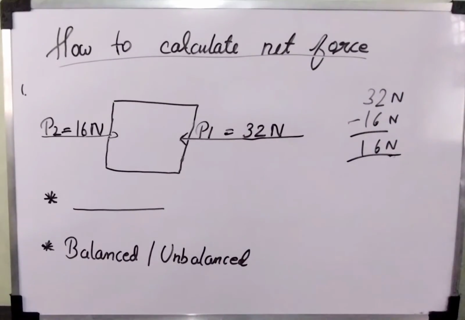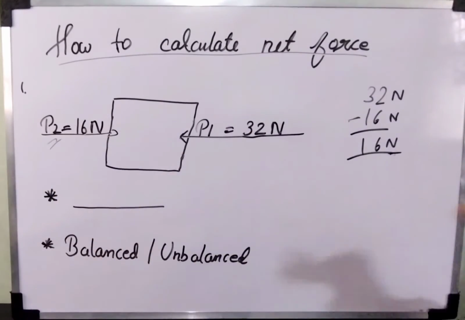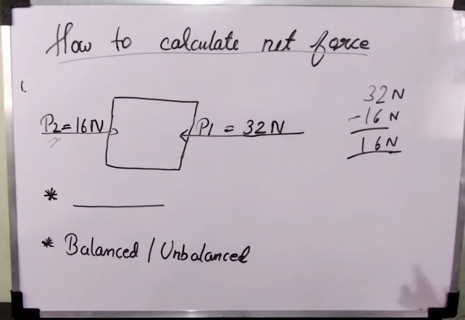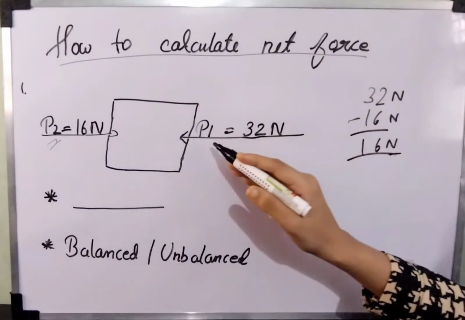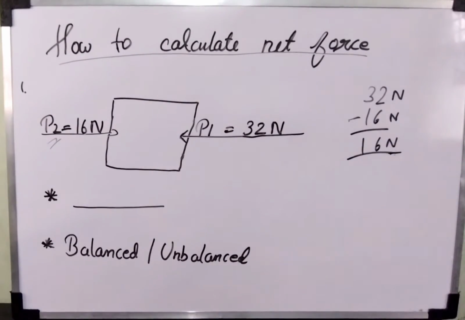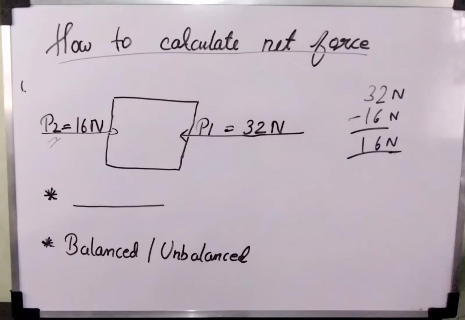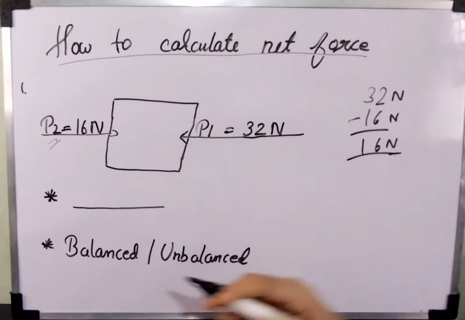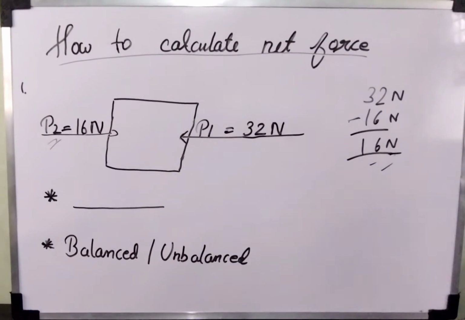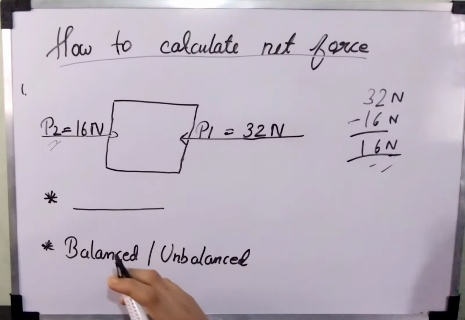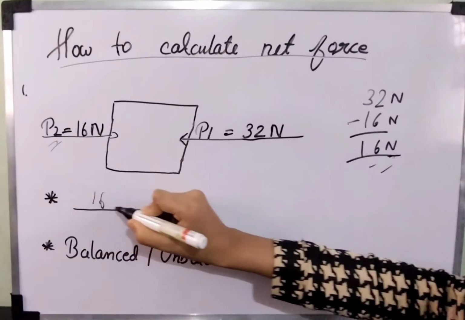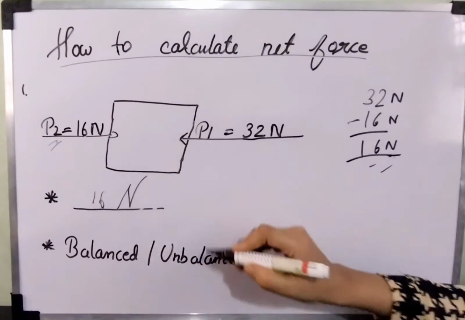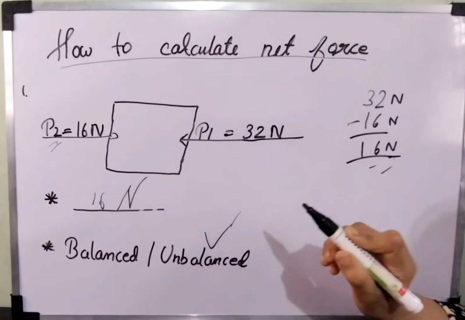How to calculate net force? Here I have taken P2. We can also take it as D2, E2; we can use any alphabet. Here P2 is applying a force of 16 Newton and P1 is applying a force of 32 Newton. 32 minus 16 gives 16 Newton, because they are pushing in different directions. Now 16 Newton is our force, so here we will write 16 force. Now we have to tell whether it is balanced or unbalanced force. Here 16 Newton is an unbalanced force because it is more than 0.